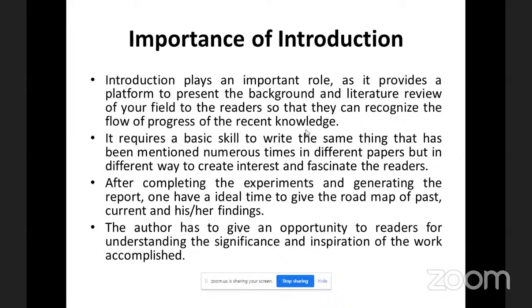These three pieces of information are more than enough. And if your work clearly addresses these three things, the research gaps, the method which you utilize to fill these research gaps, and your contribution, then definitely the paper will be accepted. Okay, so that's why the introduction section is a very important thing.